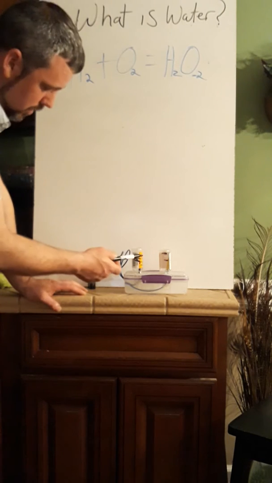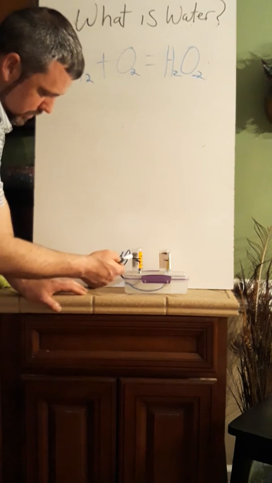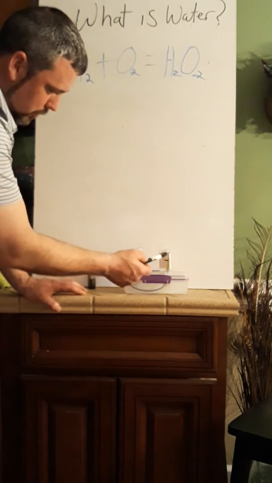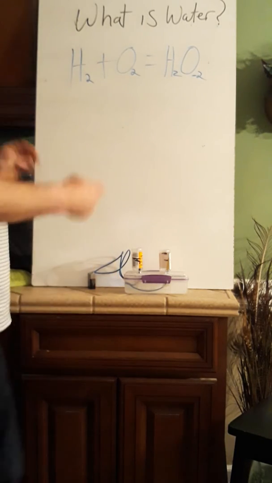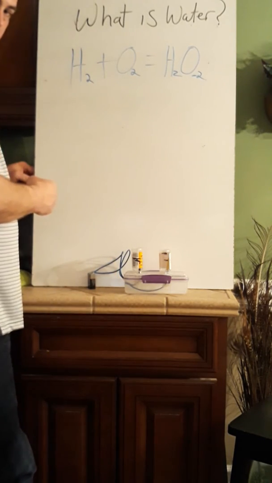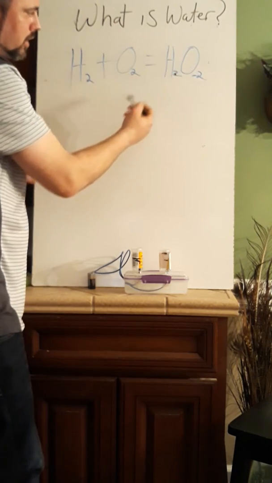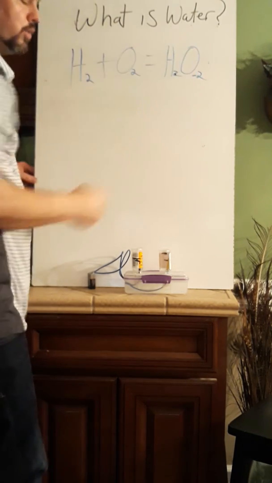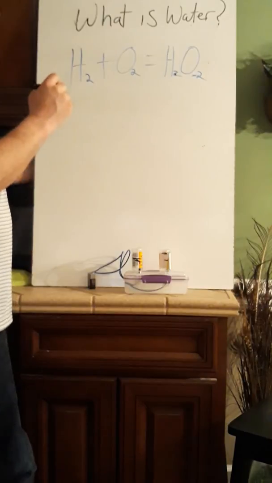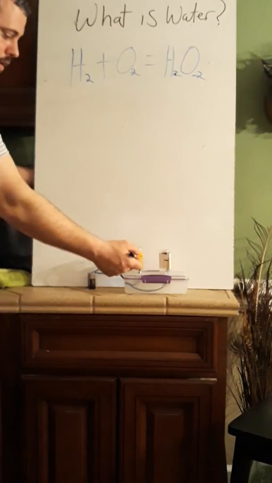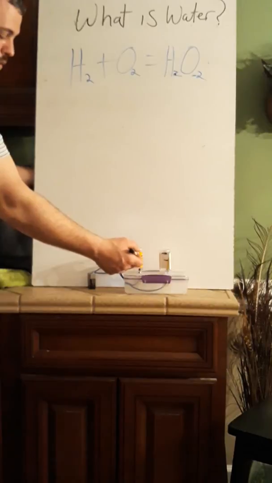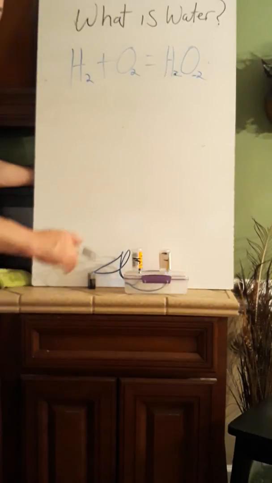The reason why you have twice as much hydrogen built up than you do oxygen is because when water was formed, you have twice as much hydrogen in the formula as you do oxygen. So, thus you have more hydrogen when it's reconverted.